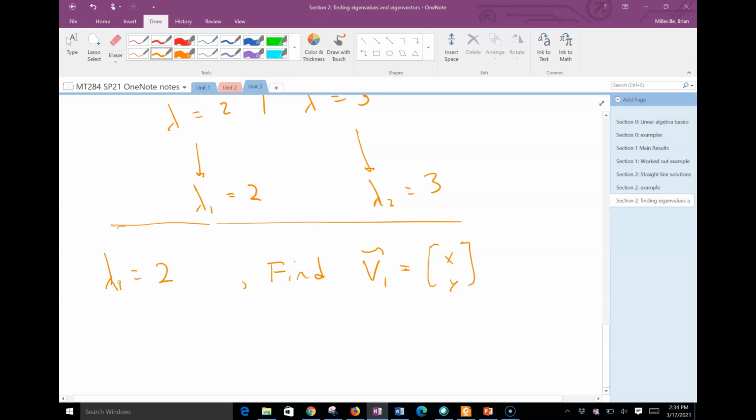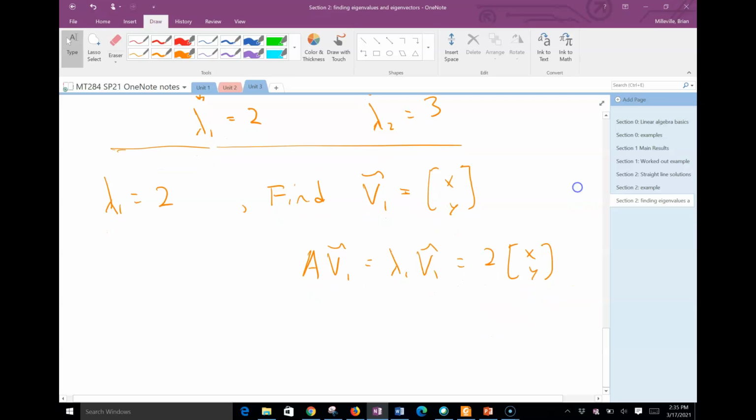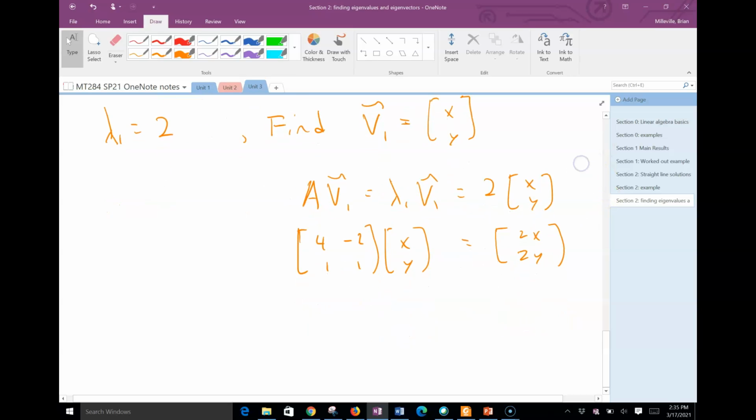So we need to find that vector V1 such that A times V1 is going to equal lambda 1 times V1, which is 2 times V1, which is xy. So the right-hand side is going to be the vector, after we do the scalar multiplication, 2x, 2y. Now we have to bring back the matrix A. The matrix A for our example was 4, negative 2, 1, 1. We're going to multiply that by the vector xy and then set that equal to 2x, 2y.